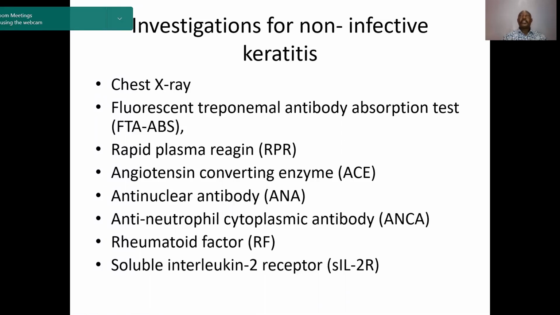Away from the general baseline investigations of full blood count, ESR, fasting blood sugar, and retroviral screening, there may be a need for a chest X-ray. There may also be a need for some other more ancillary tests, like the angiotensin converting enzyme assays, ANCA, and rheumatoid factor. They're also very important investigations.